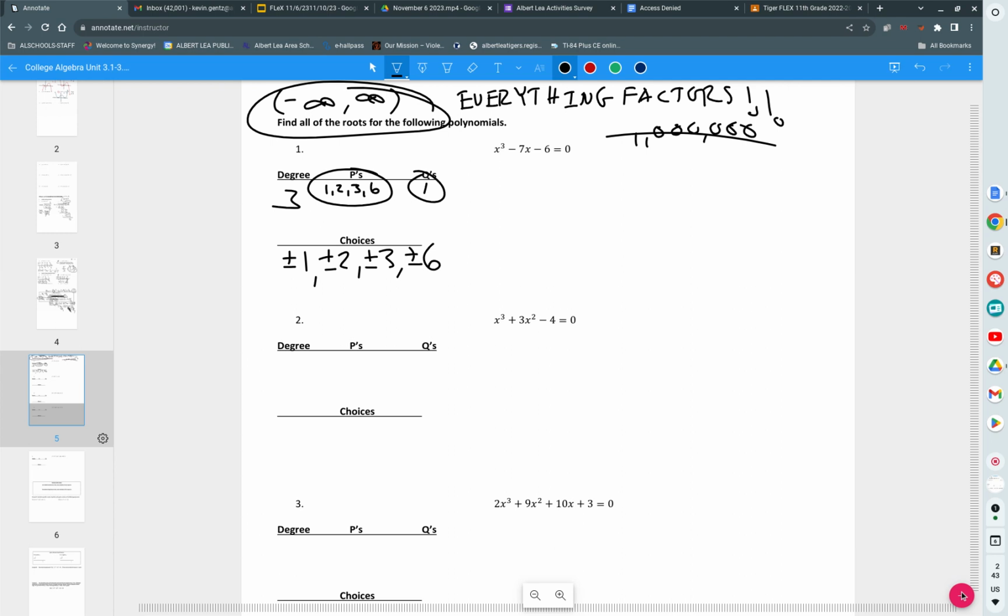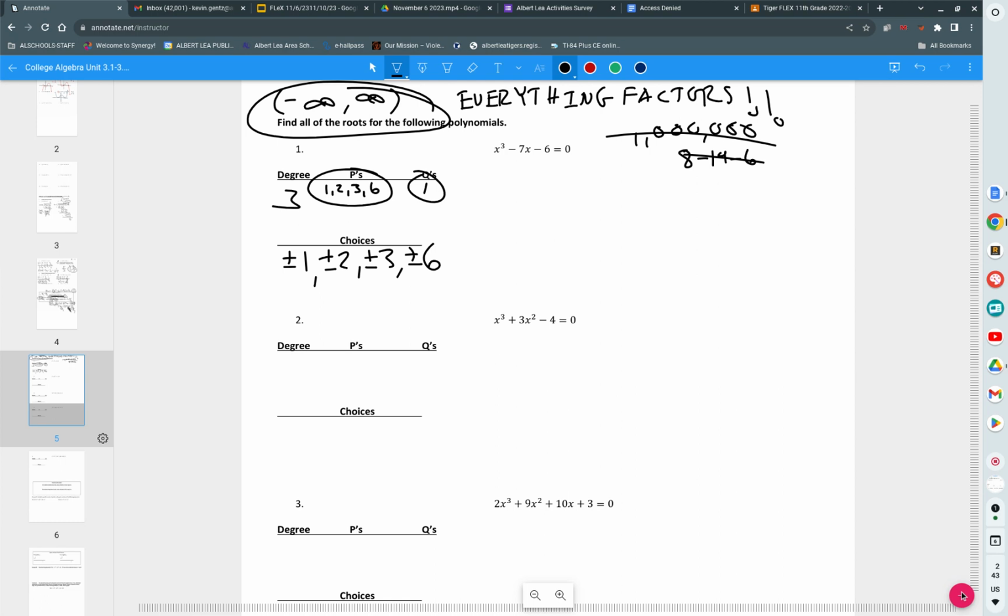2. He wants to try 2. You guys are okay for trying 2? Let's try 2. What's 2 cubed? 8. Minus 14 minus 6. Does that make 0? No, 2 doesn't work. But thanks for trying. -2.